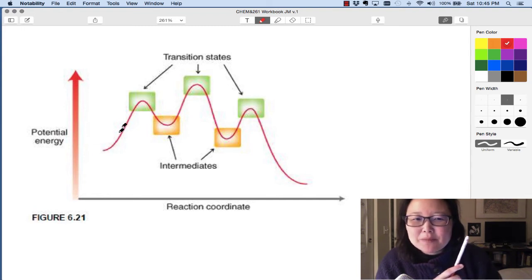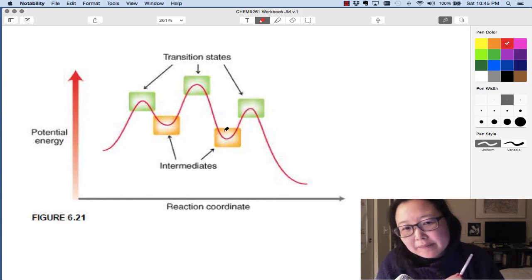So if you look at step 1, the highest energy point is actually a transition state, and then the intermediate is sort of a local well that is a minimum, the lowest point in this area. And then once you have a little more energy, you can get to the next transition state, which then leads you to a different local minimum.